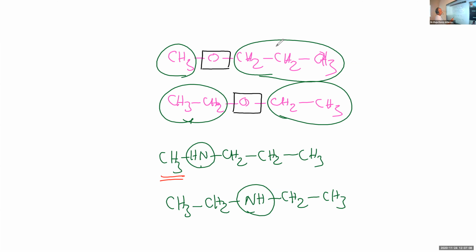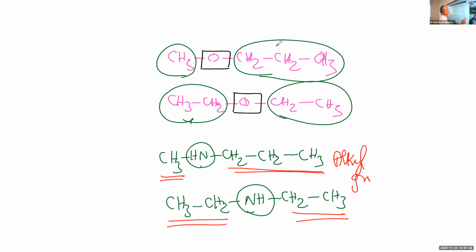Say in the first compound, there is a CH3 group and a CH2, CH2, CH3 group. In the second compound, there is ethyl and ethyl. Two ethyl groups are there. These groups are called the alkyl groups. So here, the alkyl groups are different in this secondary amine also.